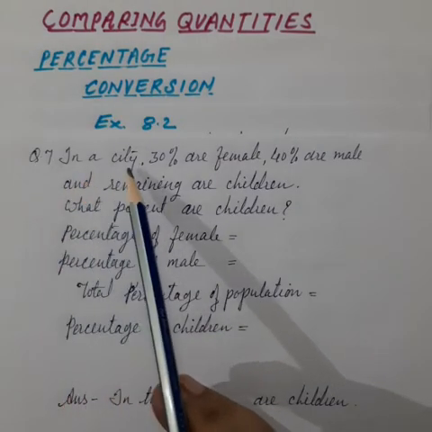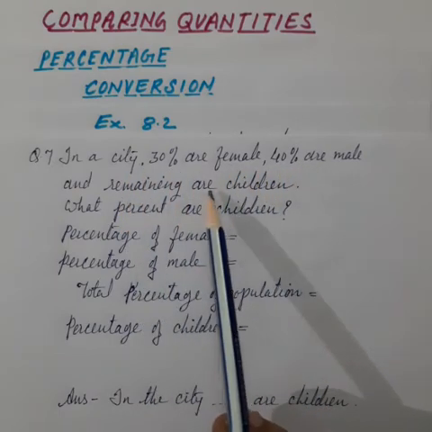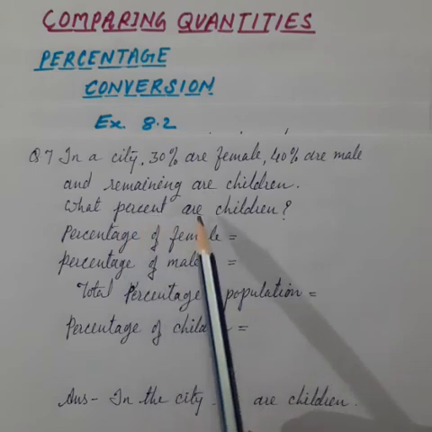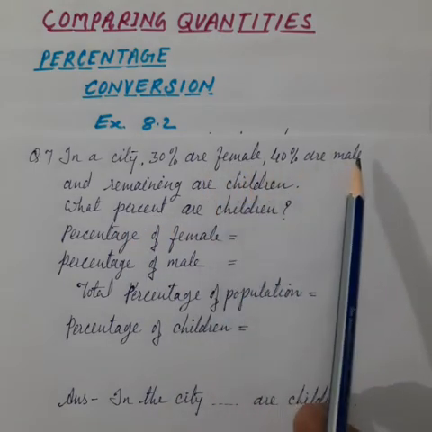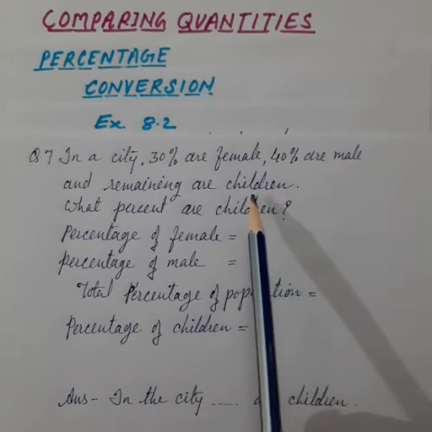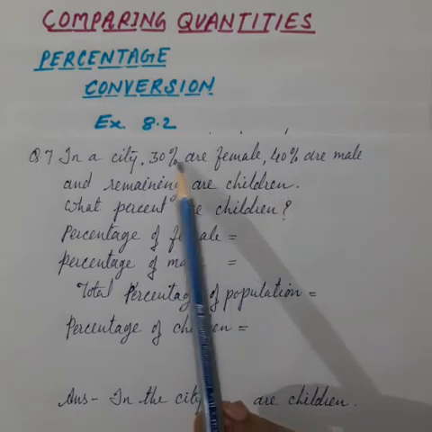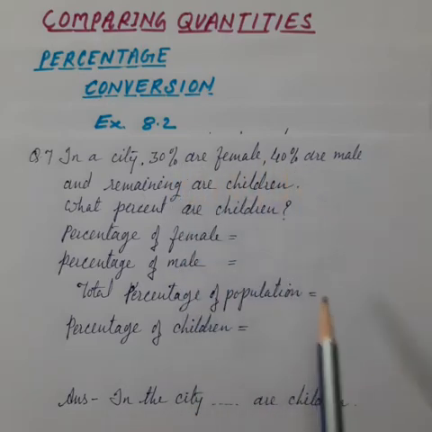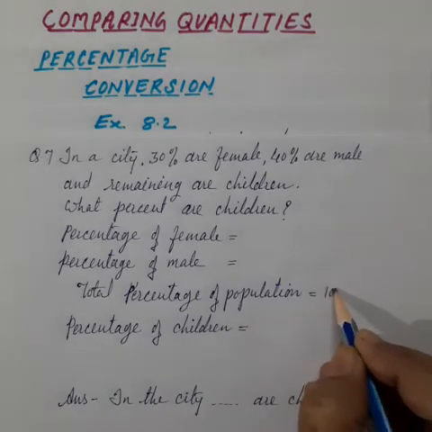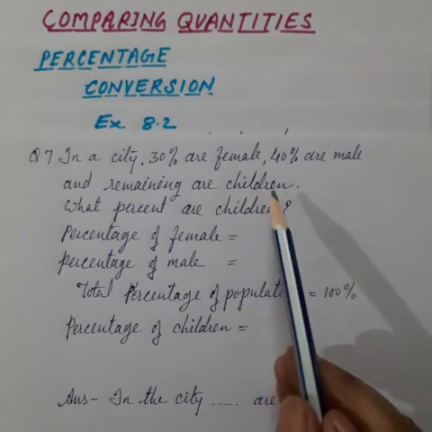Question 7. In a city, 30% are female, 40% are male, and the remaining are children. What percent are children? Here the percentages of female and male are given, and we have to find out the percentage of children. Always when the population is given in percentage, the total population we have to take as 100%: female, male and children together.